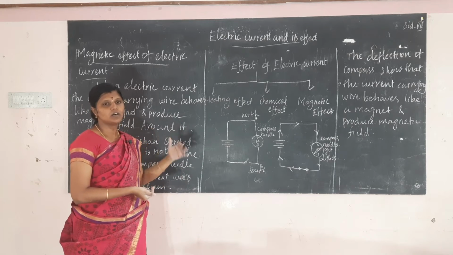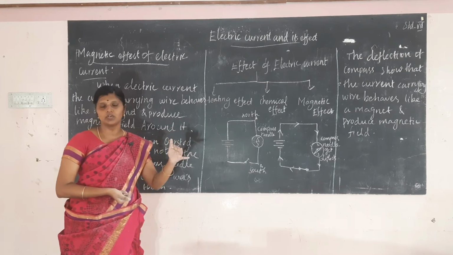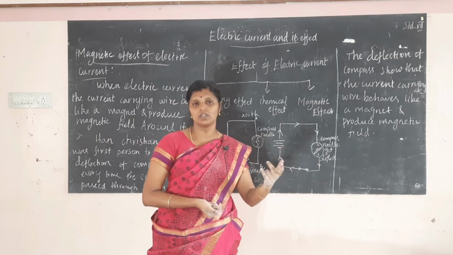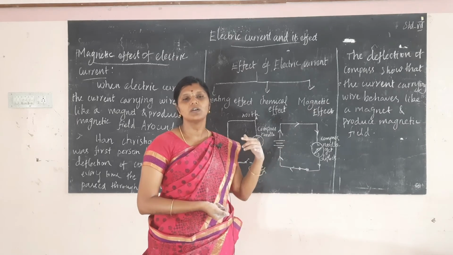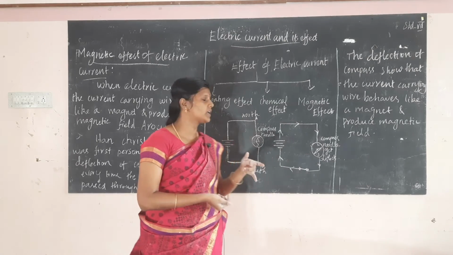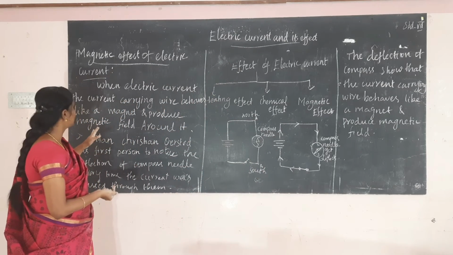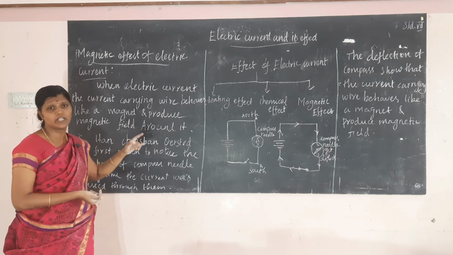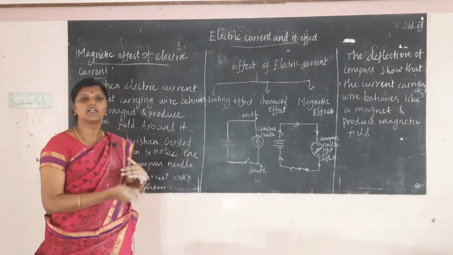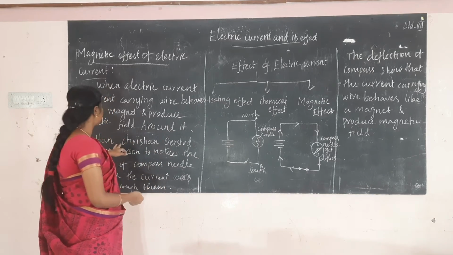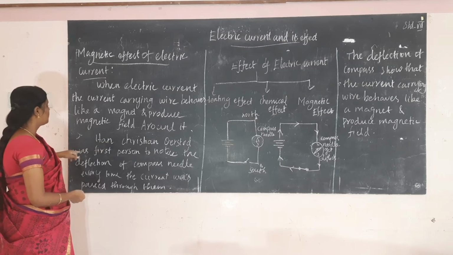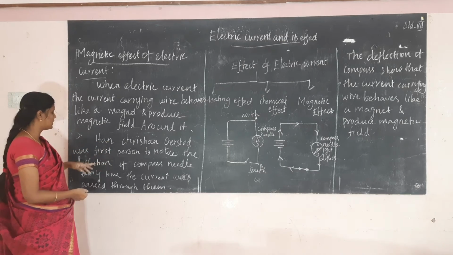When the circuit has an electric current flowing through it, the current carrying wire behaves like a magnet and also produces a magnetic field around it. This was first noticed by Hans Christian Ørsted.